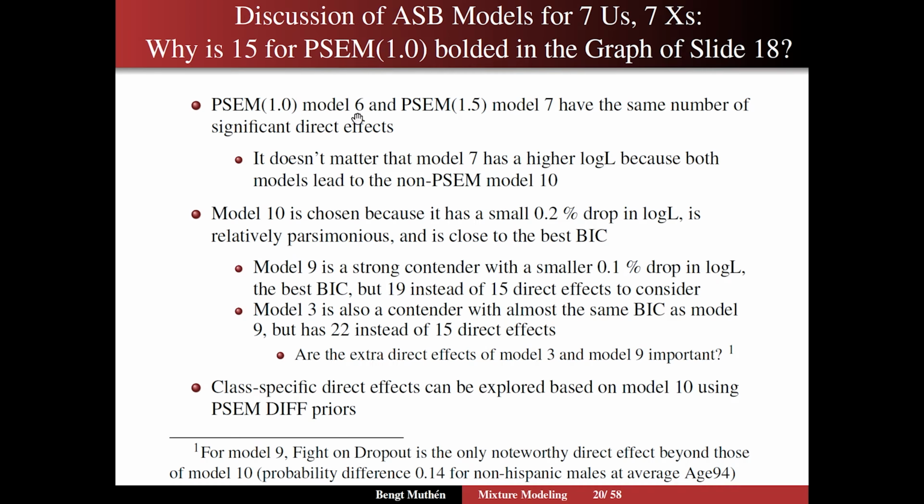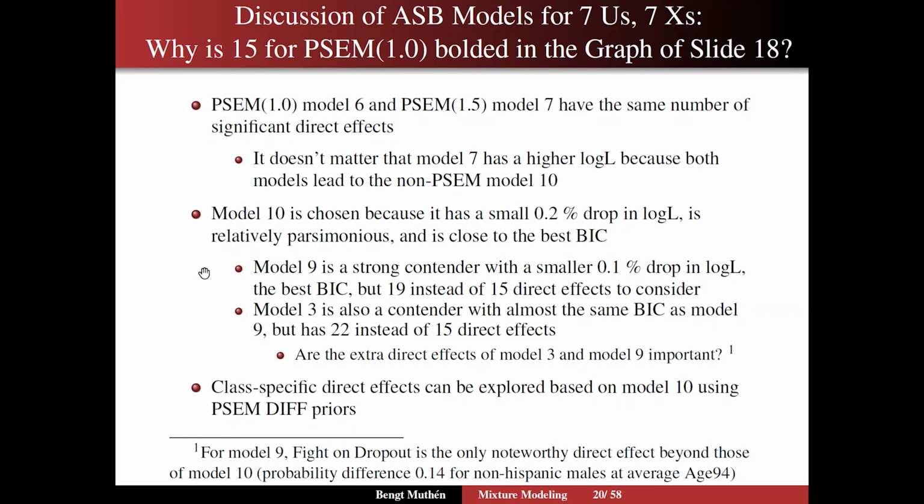Well, model 6 and model 7 have the same number of significant direct effects, so it doesn't matter that model 7 has a higher log likelihood, because both models lead to the same non-PSEM model 10, same direct effects. I chose model 10 because it has a small 0.2% drop in the log likelihood, it's relatively parsimonious, and is close to the best BIC.